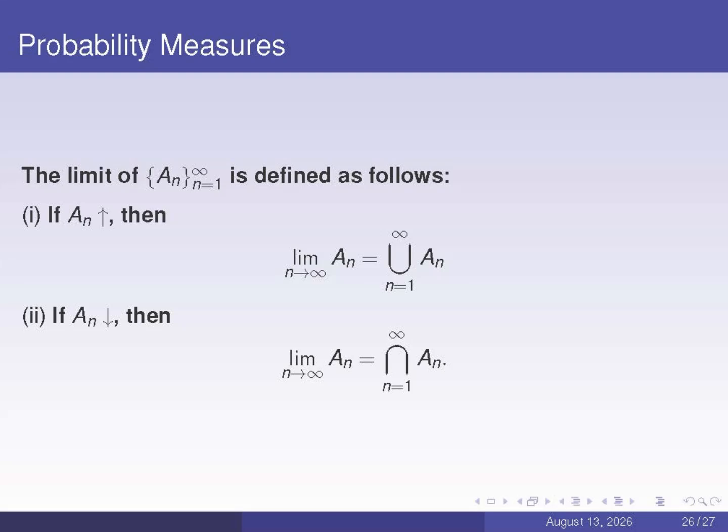When a sequence of events is increasing, we define its limit as the union of all the events, as shown in the third line. Intuitively, this represents the final term of the sequence, that is, the infinite-th term. Similarly, when a sequence of events is decreasing, we define its limit as the intersection of all the events, as shown in the last line. Intuitively, this likewise refers to the final term of the sequence, namely the infinite-th term.